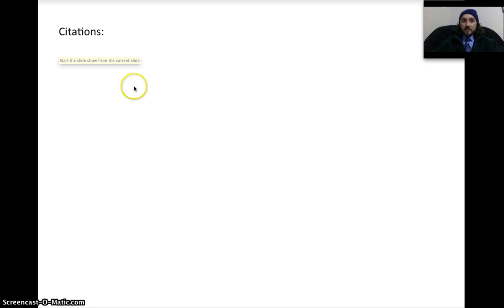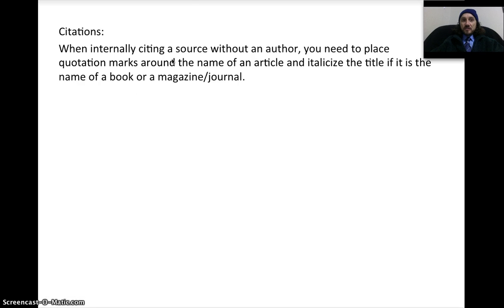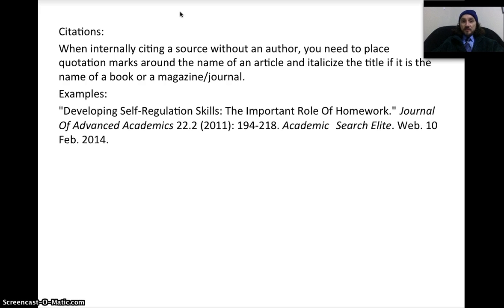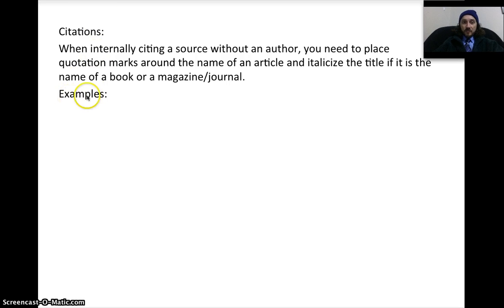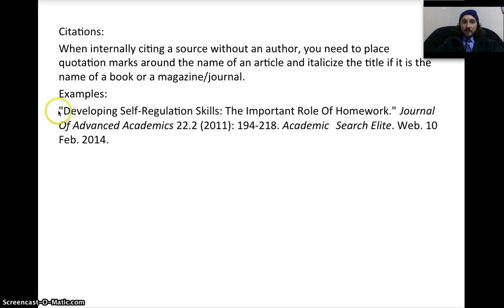So first off, we look at citations. It says here, when internally citing a source without an author, you need to place quotation marks around the name of an article and italicize the title if it's the name of a book or magazine journal. So, for example, let's look at a couple of examples. This would be something that maybe is in your works cited page. And so if we didn't have an author and we were going to cite this internally, because it is an article, and you can see it's an article right here because it has quotes around it.